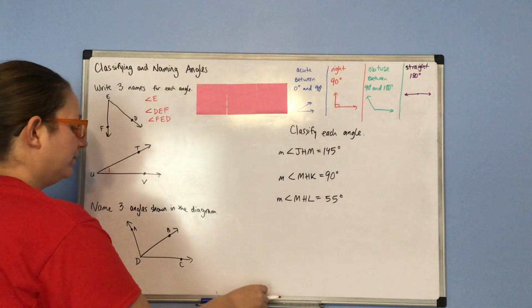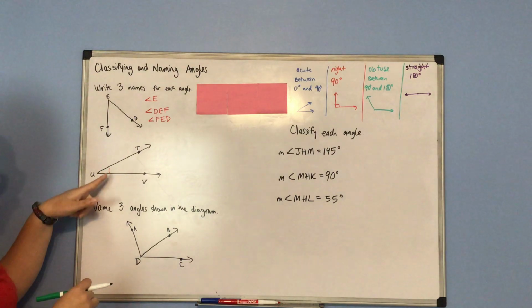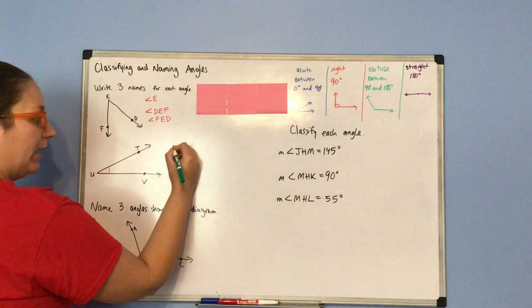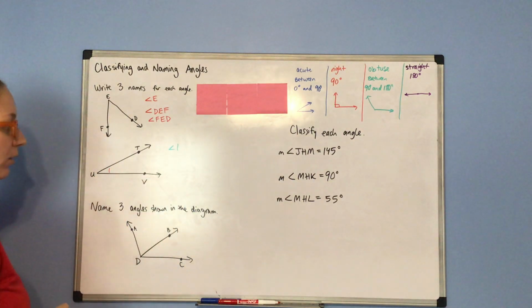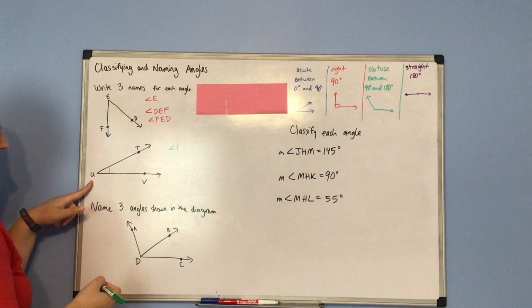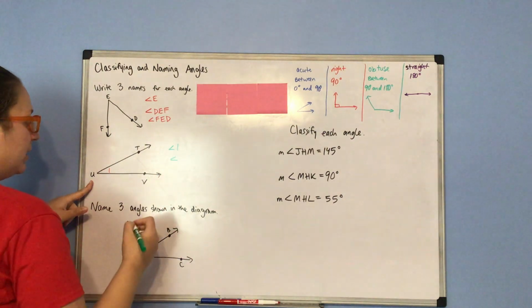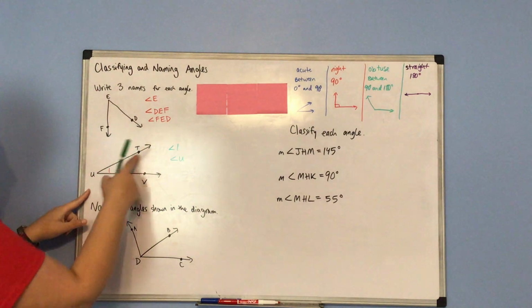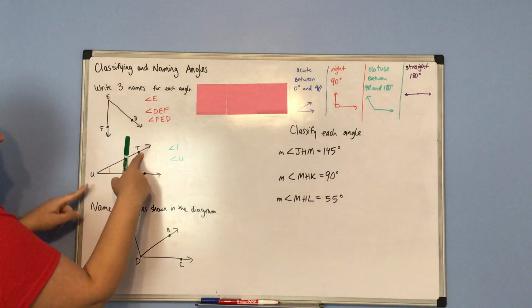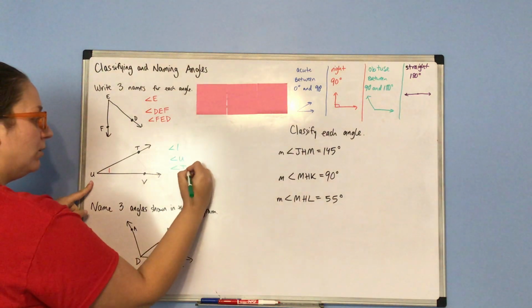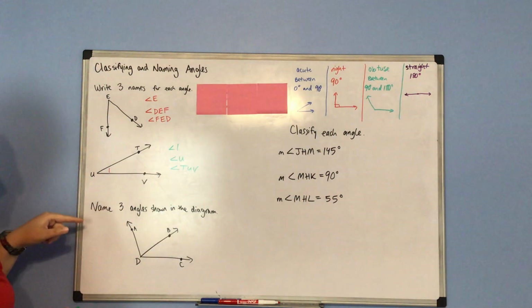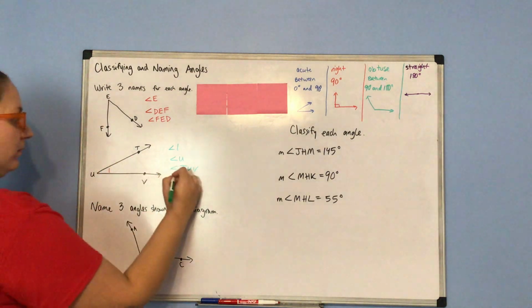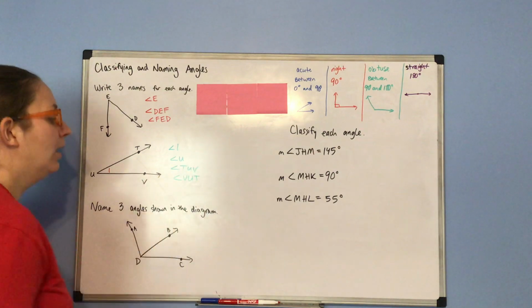Trying another one. Notice this time I have a number written near the vertex here. If they give you a number like that, you can just call it angle whatever that number is. So I could call this angle 1. Just like the last one, I can name it just by its vertex. I can call it angle U, or just like with this last one, I can use the 2 points on the sides as well. TUV would be one way, angle TUV, and then going the opposite direction, angle VUT.